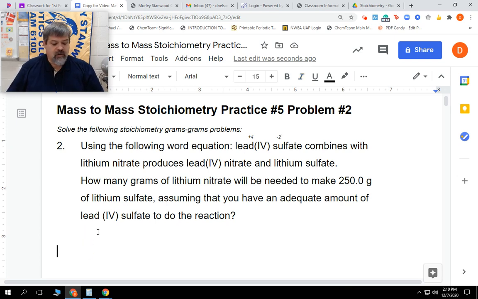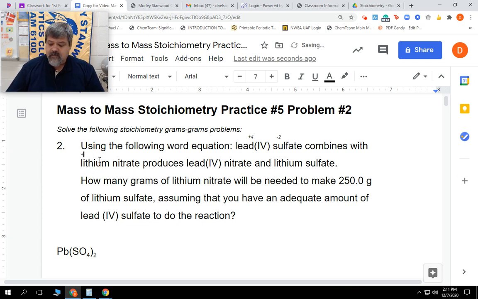So let's go down here and put that in. We have Pb, and then we need 2 sulfates, so we have to put SO4 in parentheses, and then we need 2 of those. So lead-4 sulfate. Again, the reason we can do this is that lead is +4. This is a -2 times 2, so it's going to be -4 total. And I only have 1 lead, so they cancel each other out.